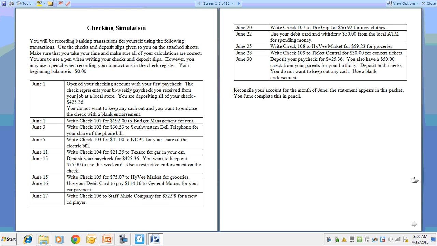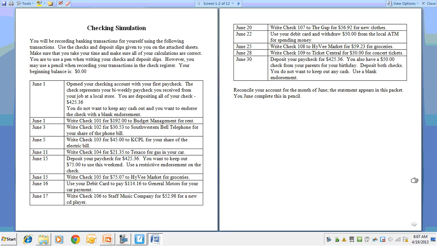But first, I want to walk you through the packet you have in front of you. It's a pink packet. So the first thing it says, you will be recording banking transactions for yourself using the following transactions. Use the checks and deposit slips given to you on the attached sheets. Make sure that you take your time and make sure all of your calculations are correct. So I would use a calculator. You should use a pen when writing your checks and deposit slips. However, you may use a pencil when recording your transactions in the check register. Since this one is just for practice, you could use a pencil for the whole thing if you wanted. That way you can erase if you make some mistakes.